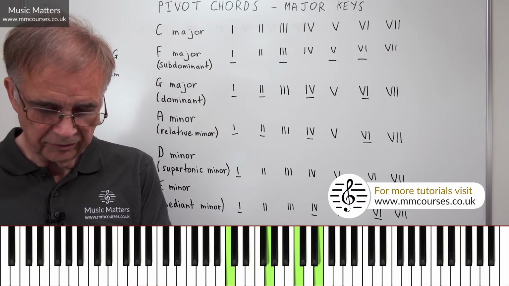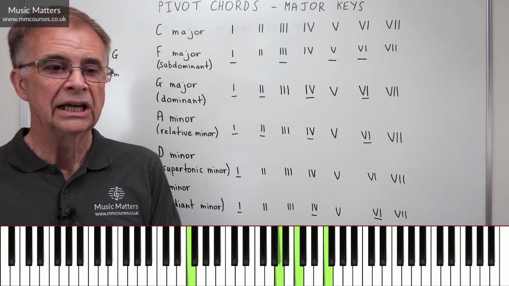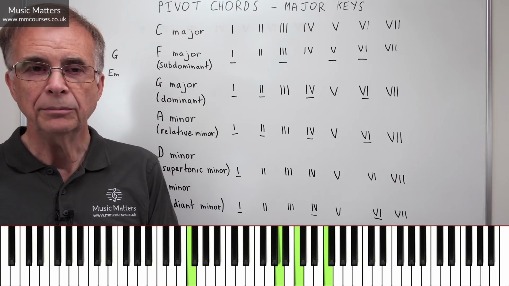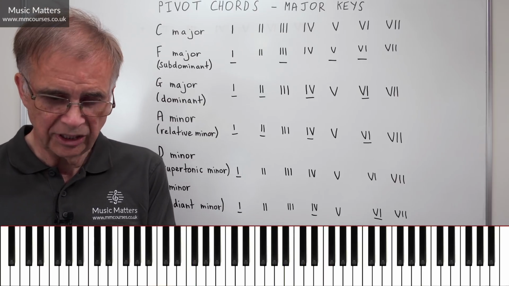Okay, now I'm going to use my pivot chord. So I'm using this chord. It's chord 1 in F major, but it's also 4 in C major. So at the moment, it sounds like 4 in C major.